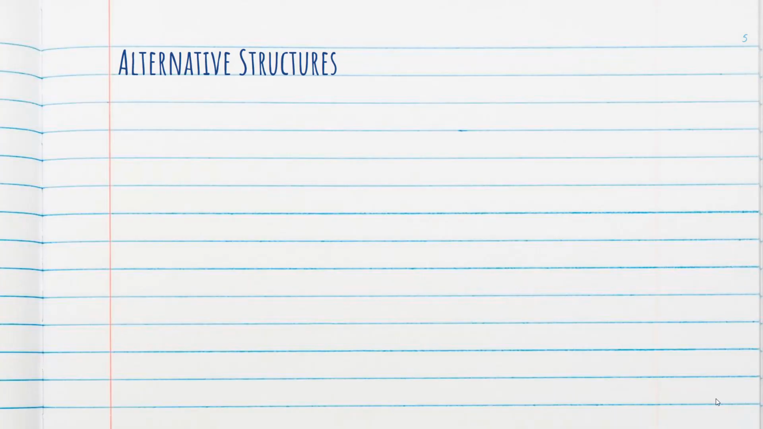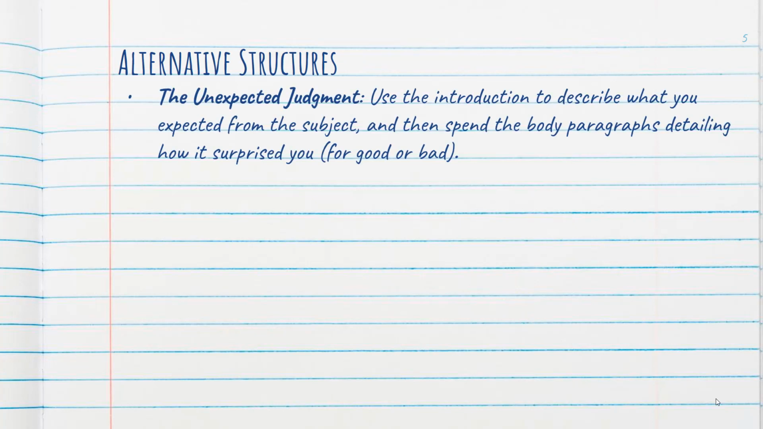Now, of course, whenever we talk about organization, these are generalities and traditions, and there are a lot of alternative structures. And in case you're interested in moving into an alternative structure for this essay, here are a few ideas that can work well. The first is the unexpected judgment approach. This is a case where maybe you had a lot of expectations for how you were going to feel about the subject, and then you went to evaluate it and you found that your expectations were way off. It's either better or worse, or even just way different from what you expected.